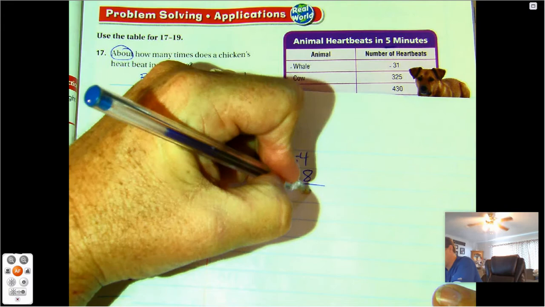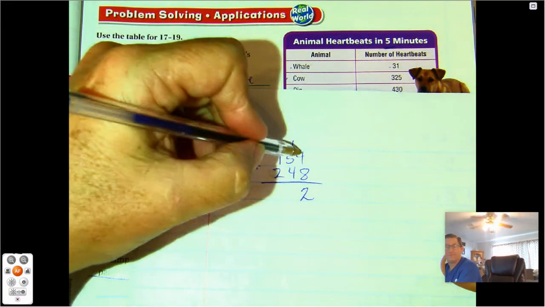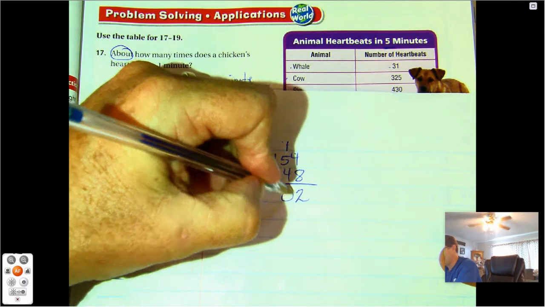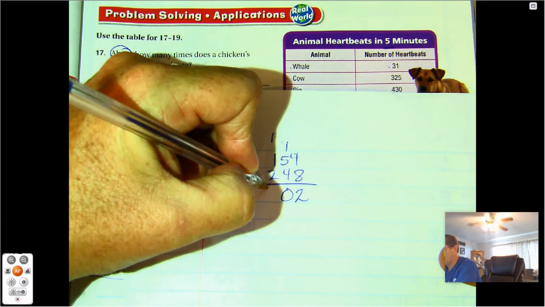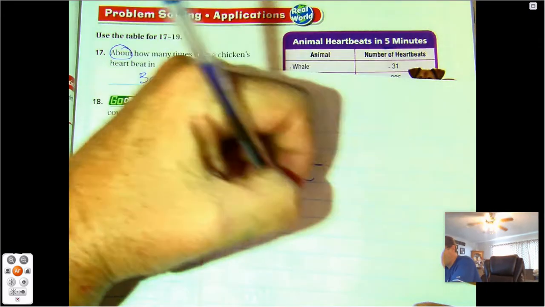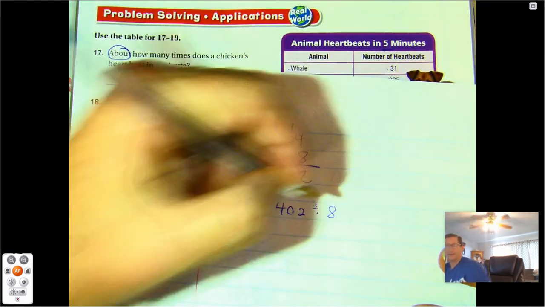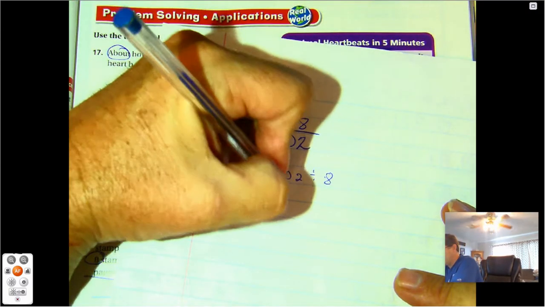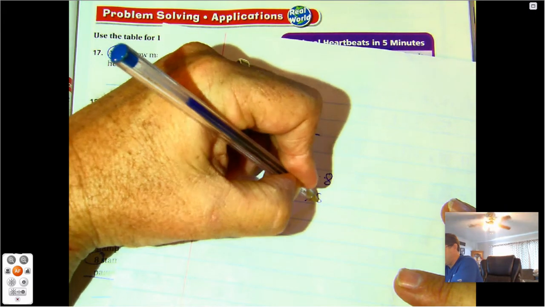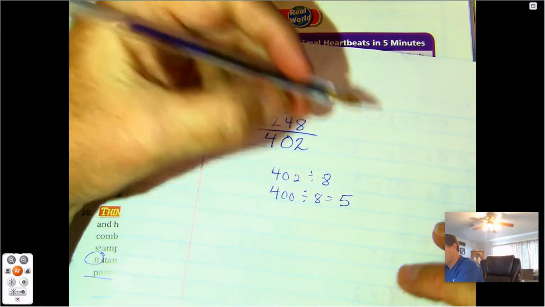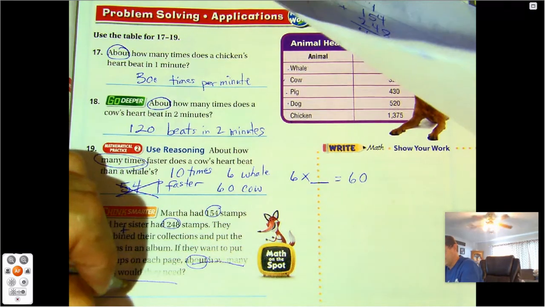8 and 4 is 12 ones. We'll regroup that as 1 ten and 2 ones. 5 and 1 is 6, plus 4 more is 10. Regroup that as 1 hundred. So 2, 3, 4, 402. So they have about 402 stamps that they're going to put 8 on a page. Well, 40 can be divided by 8. So I'm just going to change this to 400 divided by 8 because it says about. So 40 divided by 8 is 5. So 5 tens is 50. So about 50 pages will be needed.